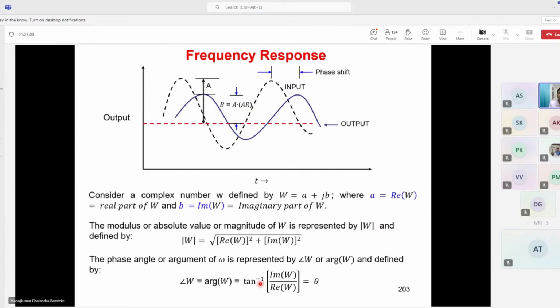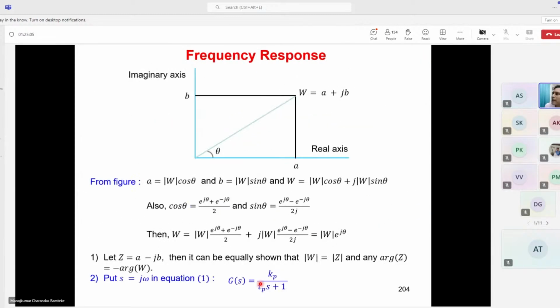The trick here is whenever you have a linear stable system, you just replace s by j omega in the transfer function, and then find out the phase angle and the magnitude. So magnitude will represent the amplitude ratio, whereas the phase angle will represent the phase lag. That is what it is. You just have to put s equals j omega in the equation.